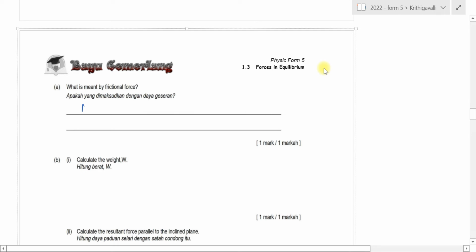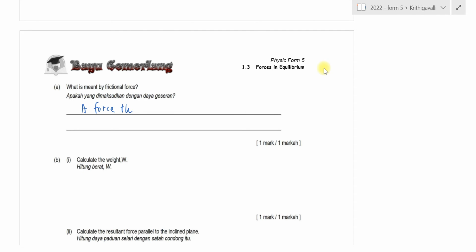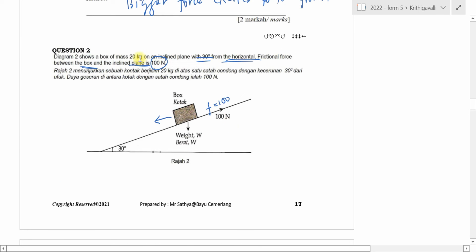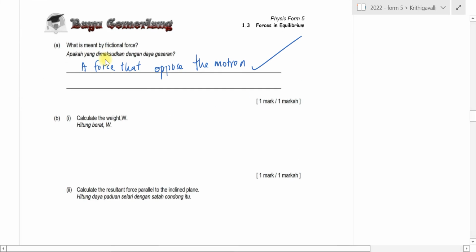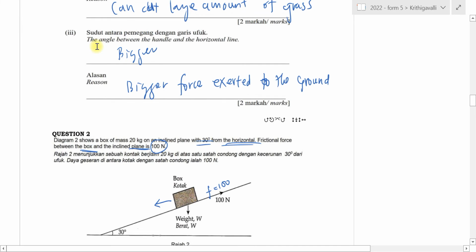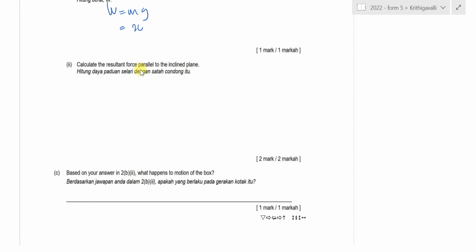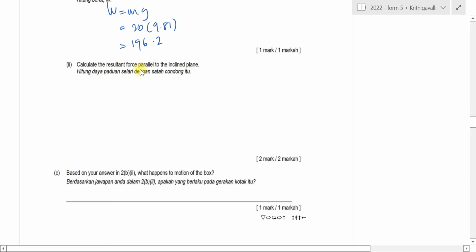Frictional force is a force that opposes the motion. Right, what is the weight? The mass is 20 kg. The easiest question in the world. W equals mg. So 20 times 9.81, I'm getting 196.2 Newton. Don't forget the unit.